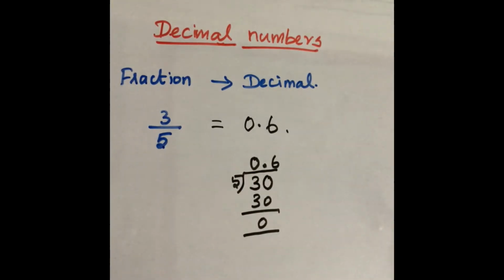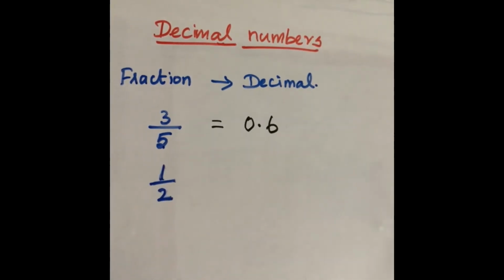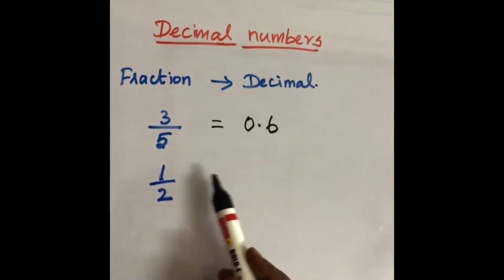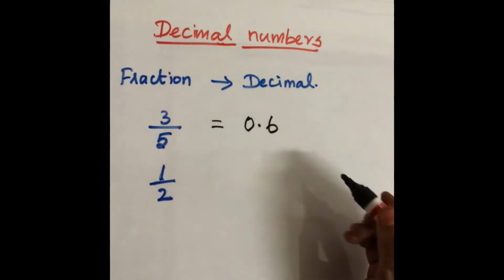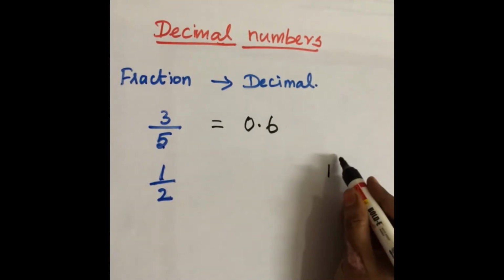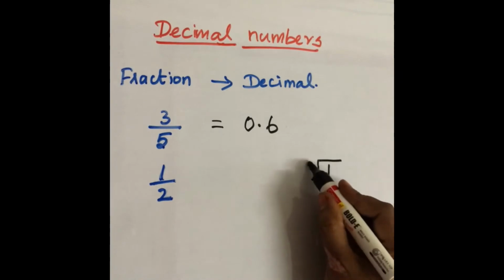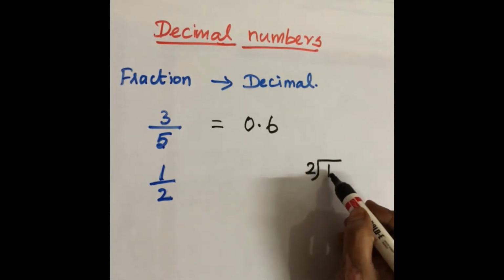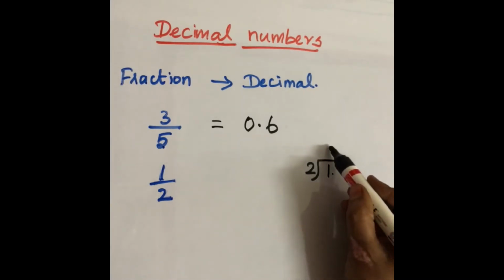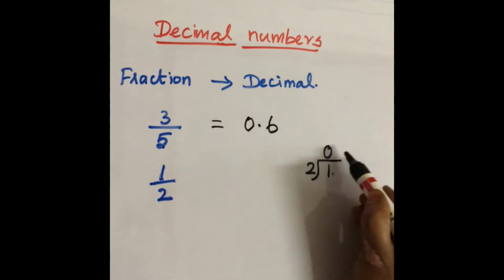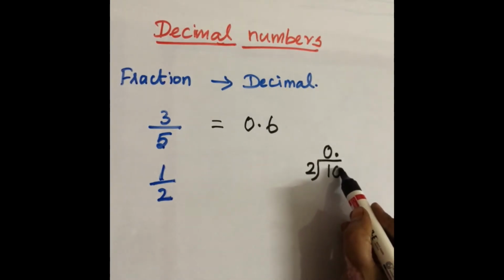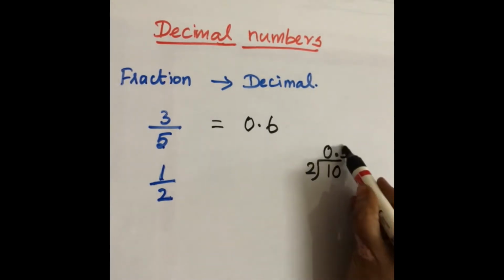We'll look at another example. 1 by 2. Now we are going to convert this to a decimal number. As I said earlier, you have to write 1 inside and divide it by 2. So, numerator divided by denominator. In 1 we couldn't find 2. So, 0 point. Here near 1 you have to add a 0, making 10. So, 5 2s are 10.